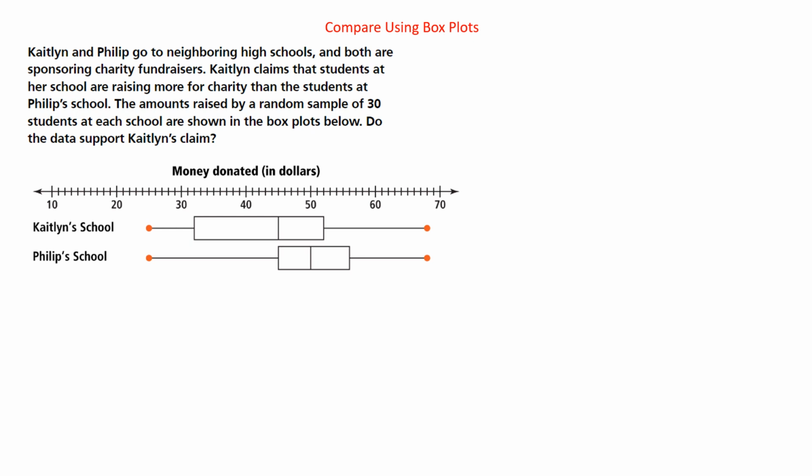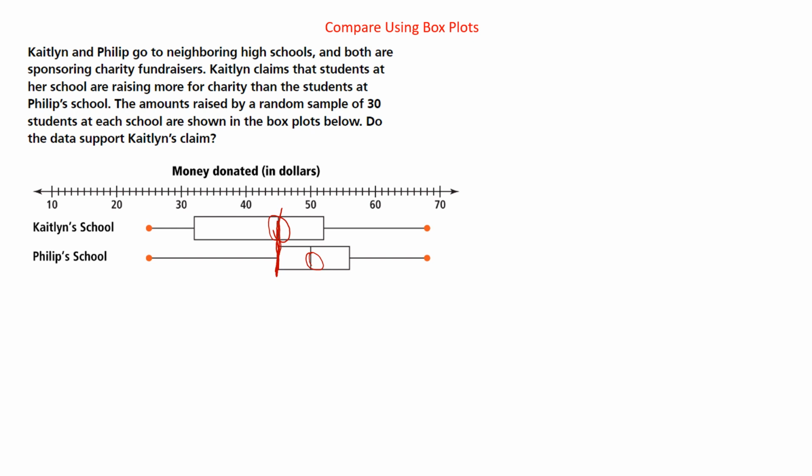Well, looking at it, at Philip's school, the first quartile is pretty much in line with the median at Caitlin's school, which means that the top 50%, so the top 15 people of the sample, are selling what the top 75% at Philip's school is selling. So to me, this is looking like Philip's school is doing better. The median is higher. We have 75% of students in the top 50%.